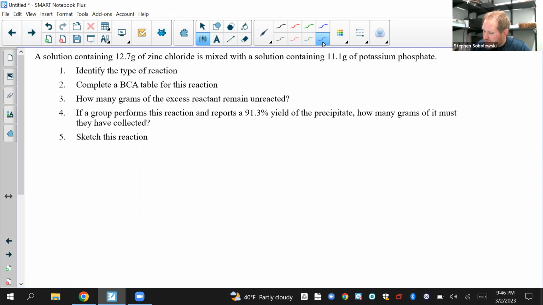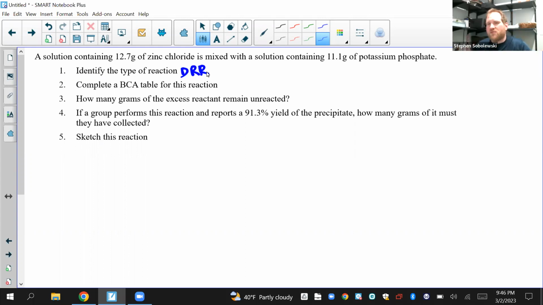Zinc chloride and potassium phosphate. So we have 2 solutions being mixed. So type of reaction is going to be double replacement reaction. We're going to complete a BCA table. Now, I said in the notes above, this is something that I definitely focus on. Your teacher might not focus on this specific strategy. So if you've never heard BCA, don't worry about this. It obviously won't be on your quiz.